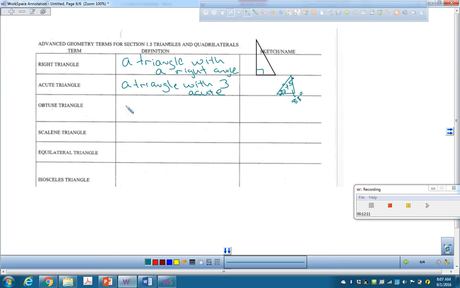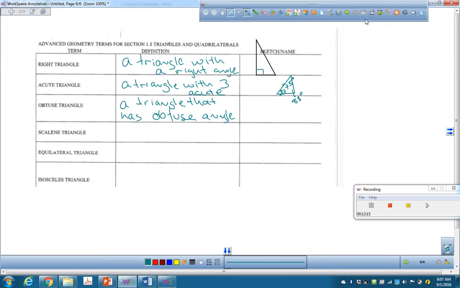A triangle that has one angle over 90, or an obtuse angle. Right. A triangle that has one obtuse angle. Why can't I have more than one obtuse angle? Why, Kate? Because they all equal 180. It wouldn't, and plus it wouldn't make a triangle anymore, right?